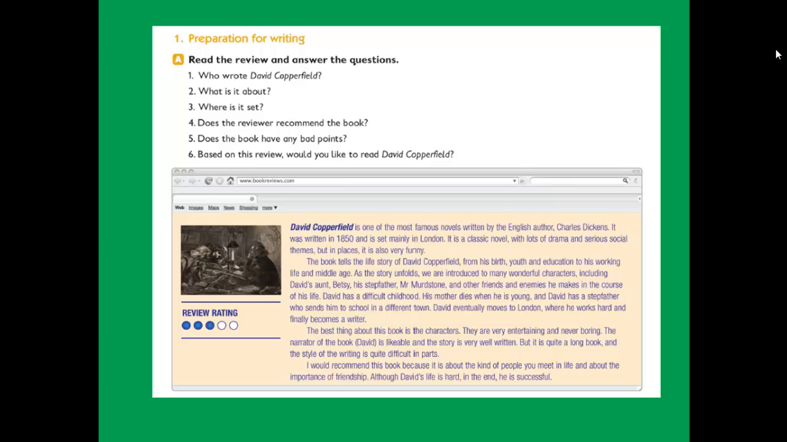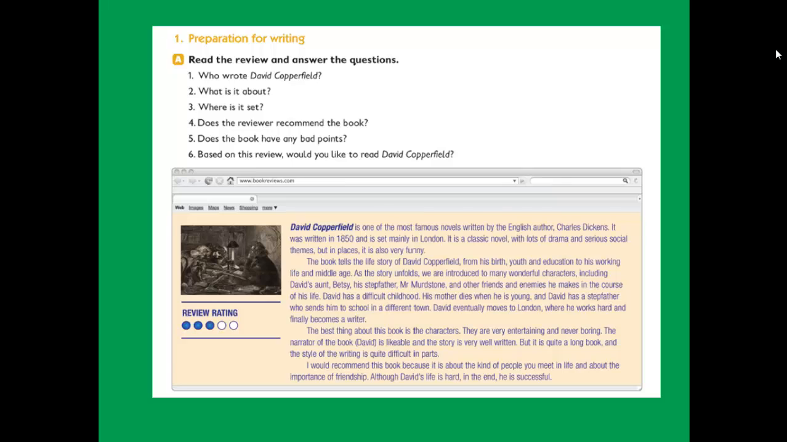Now, after reading the review, we can answer the questions. Question number 1, who wrote David Copperfield? David Copperfield is written by Charles Dickens, who is an English author.